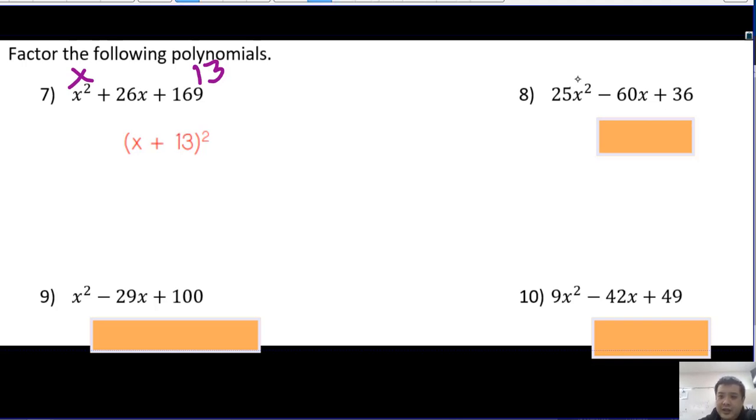In number 8, the square root of this is 5x. The square root of this is 6. And 5 times 6 is 30. 30 times 2 is 60. So this is going to be a perfect square trinomial. Since we have a subtraction right here, this is going to be 5x minus 6 squared.